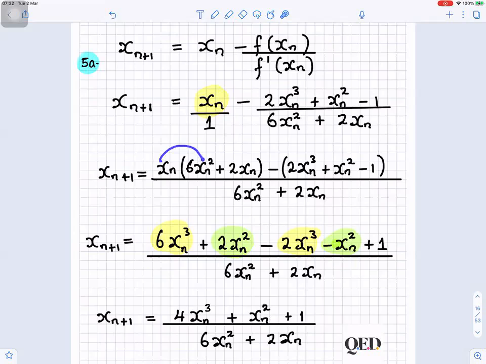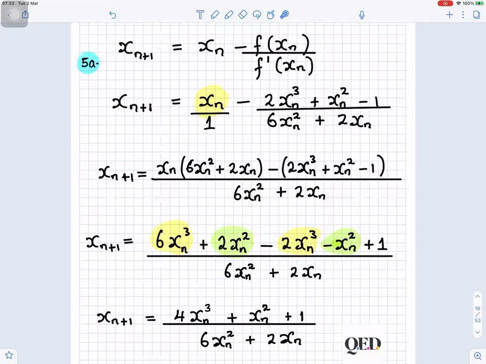x_n times 6x_n squared will be 6x_n cubed. x_n times 2x_n will be 2x_n squared. And this will be minus 2x_n cubed minus 2x_n squared and plus 1. Remember, this minus and this minus will become a plus. Very important. That's where students make mistakes.